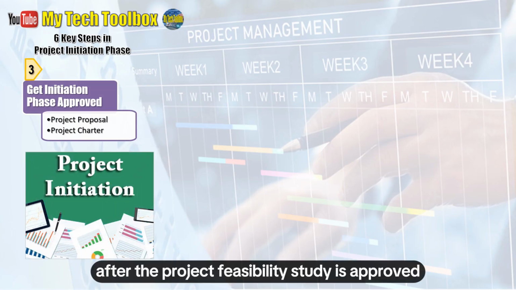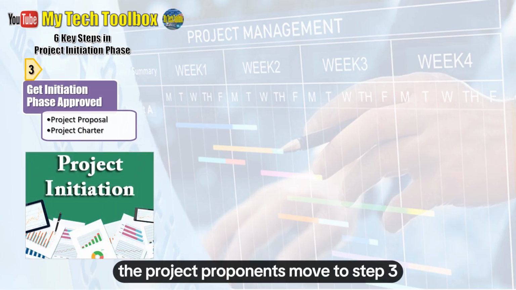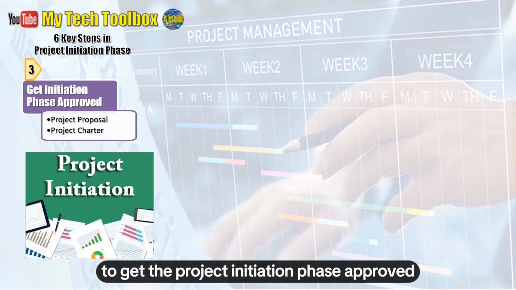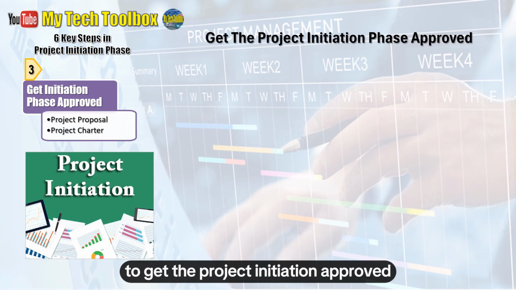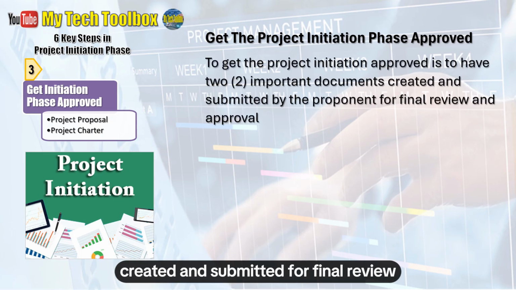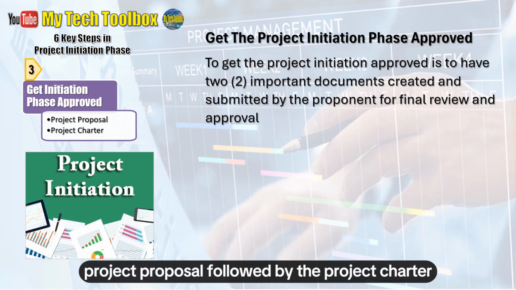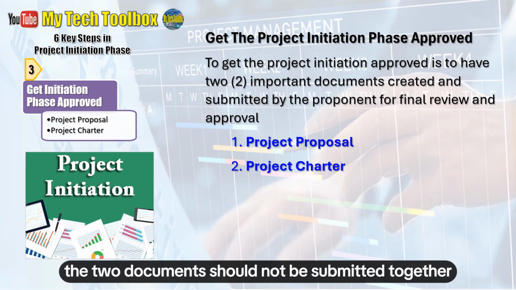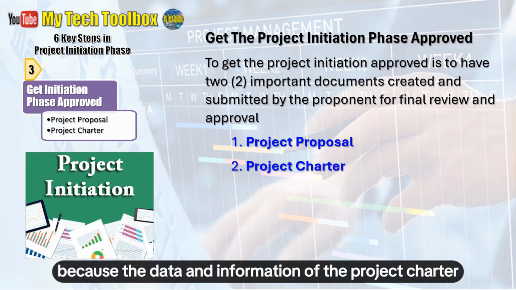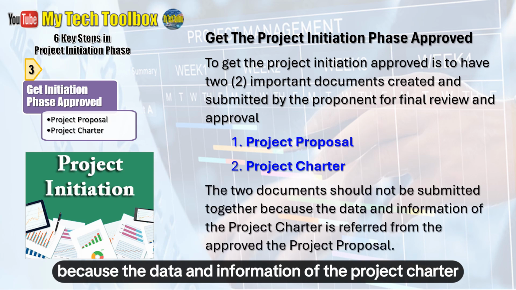After the project feasibility study is approved, the project proponents move to step 3 to get the project initiation phase approved. To get the project initiation approved is to have 2 important documents created and submitted for final review and approval. The documents to be created by the proponent are the project proposal followed by the project charter. The two documents should not be submitted together because the data and information of the project charter is referred from the project proposal.